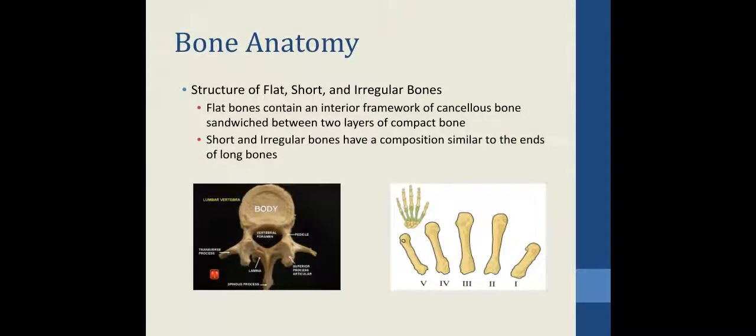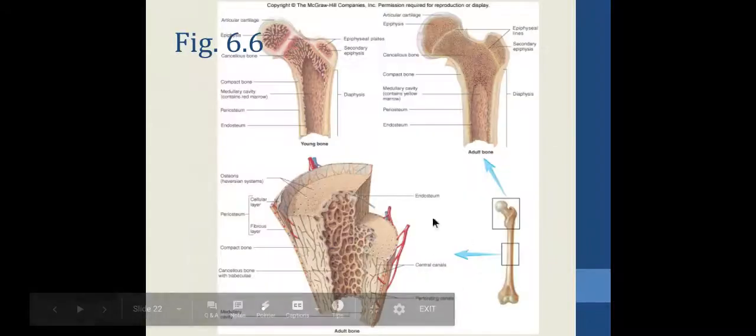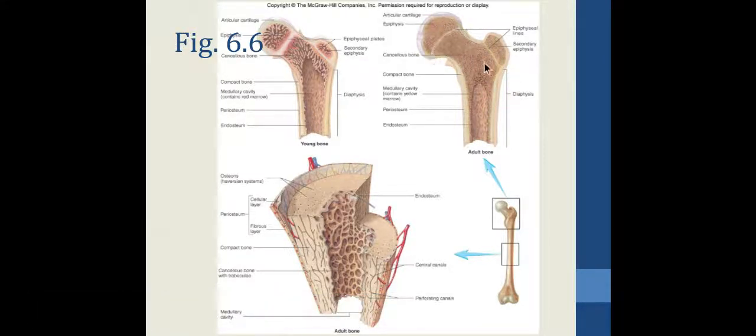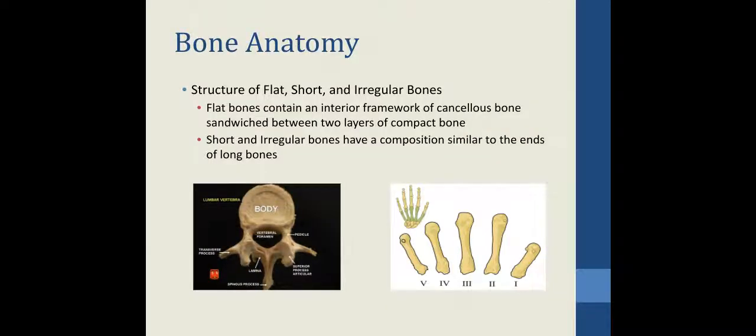Okay, a little bit more on some of this anatomy here. When you've got flat, short, and irregular bones, it does look a little bit different than that long bone anatomy. Flat bones have that interior framework of cancellous bone sandwiched between two layers of compact bone. And then short and irregular bones also have a composition similar to the ends of the long bones. So they're not really the place where we're finding this medullary cavity. It's more of this kind of structure here. You do not need to look at any pictures in particular or graph it out in any way, but just know that it is different than your long bones.